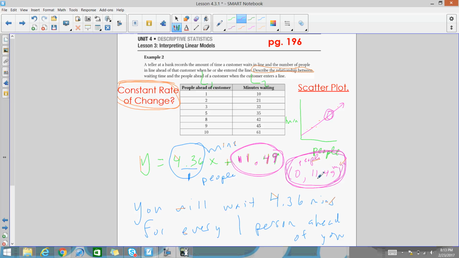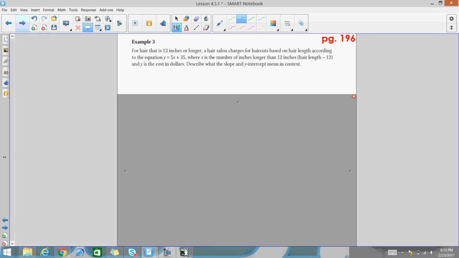So sometimes it takes a little bit of thought when you go through this and you think about what your y-intercept and what your slope means in context. But this is the big guy, that you're going to wait 4.36 minutes for every one person who's ahead of you in line. All right, let's take a look here.